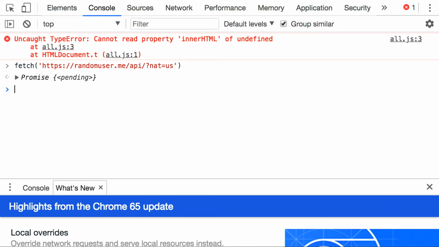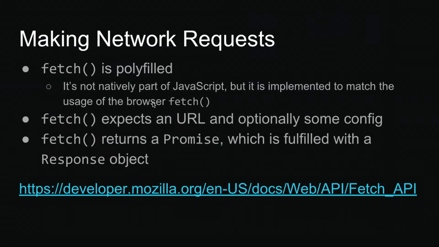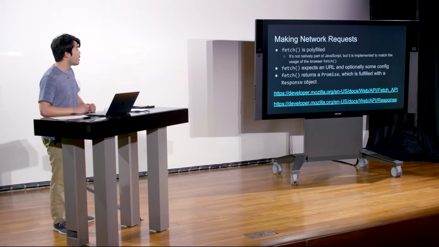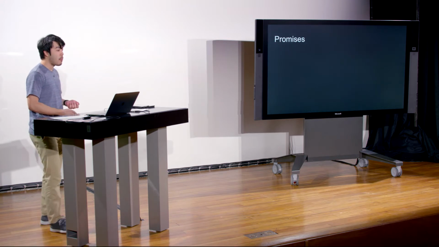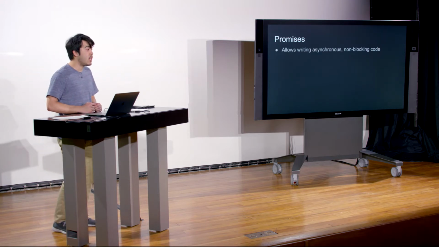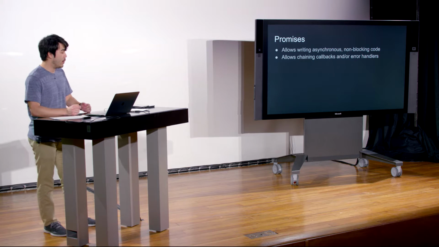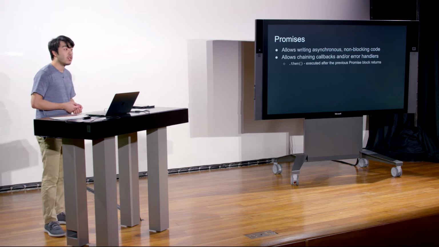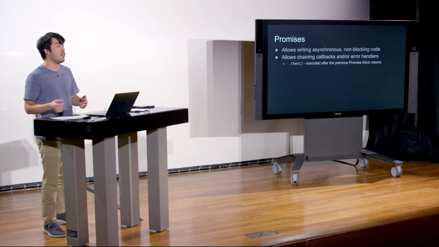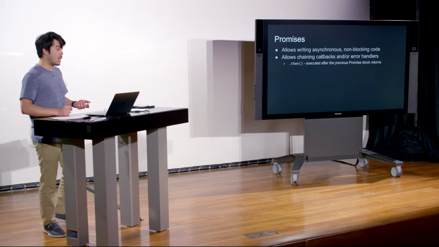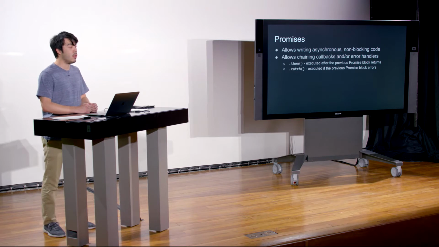What does that mean? So fetch returns a promise, which is fulfilled with a response object. And if you want to look at the documentation for fetch a response, you can do it at these links. But what is a promise, and how do we use promises? Well, this is something that we talked about in an earlier lecture. Promises allow us to write asynchronous and non-blocking code, and it allows us to chain callbacks and/or error handlers. And how do you do that? Well, there's this thing called .then, which executes the callback that is passed in as its argument after the previous promise block returns. Analogously, if there's an error, then whatever we pass to .catch is executed with that error.